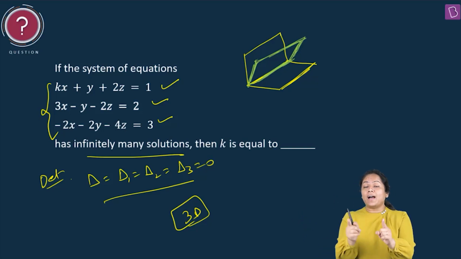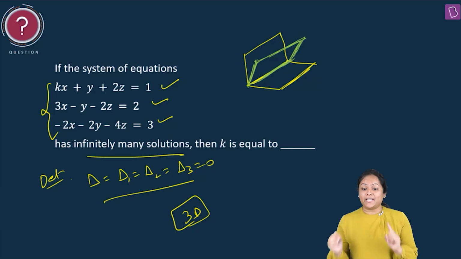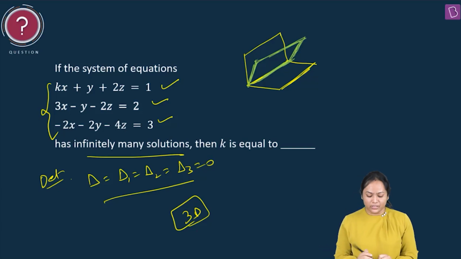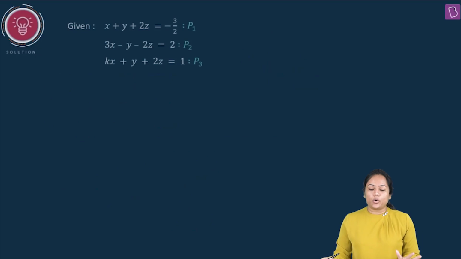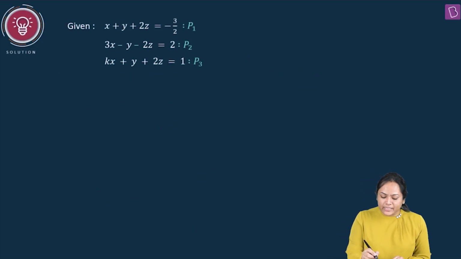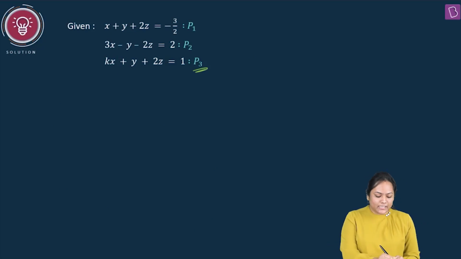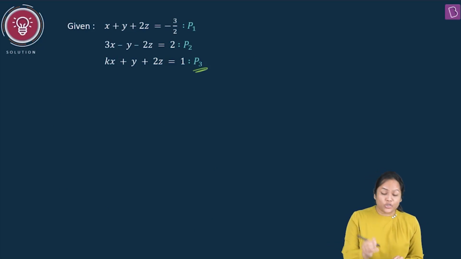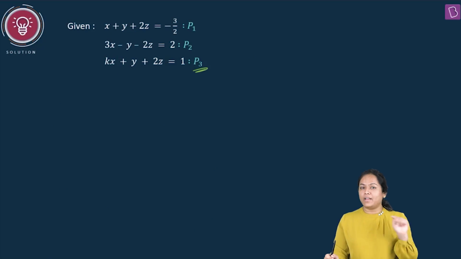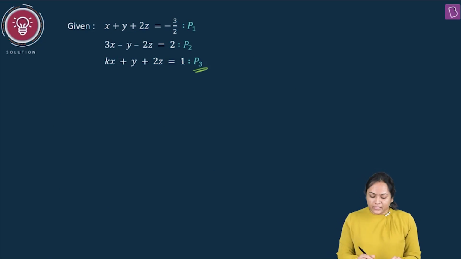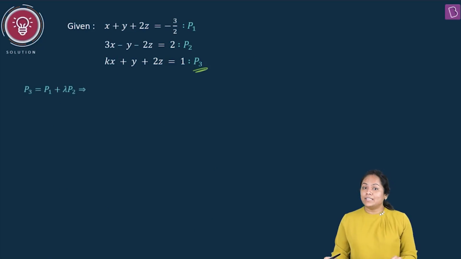Well, we can use family of planes. That's right. That is what we are going to use here. So let me take the equation of planes as P1, P2 and P3. So I can definitely say that my P3, since it is passing through the line of intersection of P1 and P2, as we have just seen, can be written as P1 plus lambda P2, right?